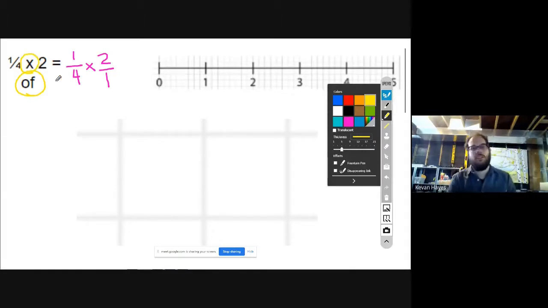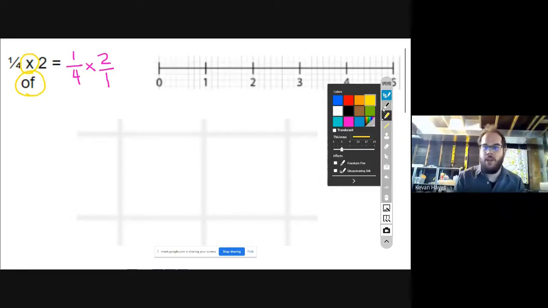Well, it's because when we're multiplying, we're thinking of taking a group of something. So this is 1/4 of 2. So we're talking about taking not even a full group of 2, but 1/4 of 2, right? So these are kind of the same operation. You see a multiplication sign and you see a fraction of something, you should be thinking about multiplying fractions.